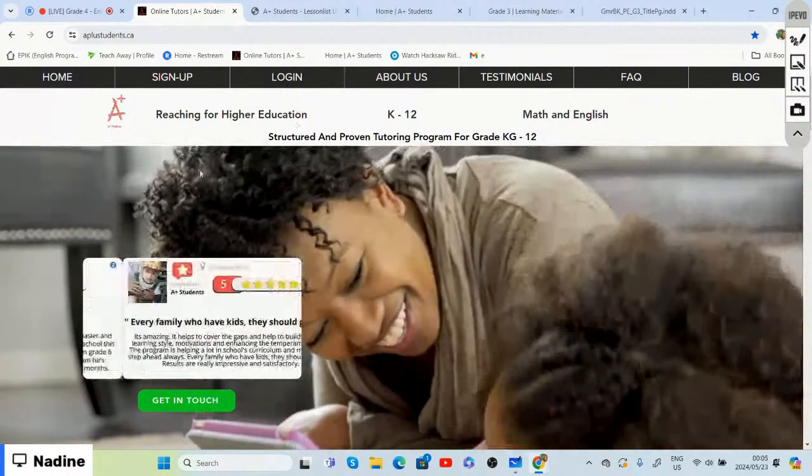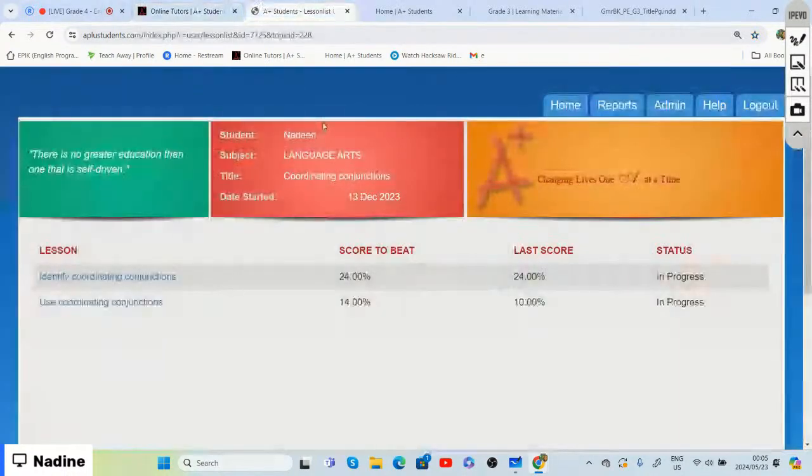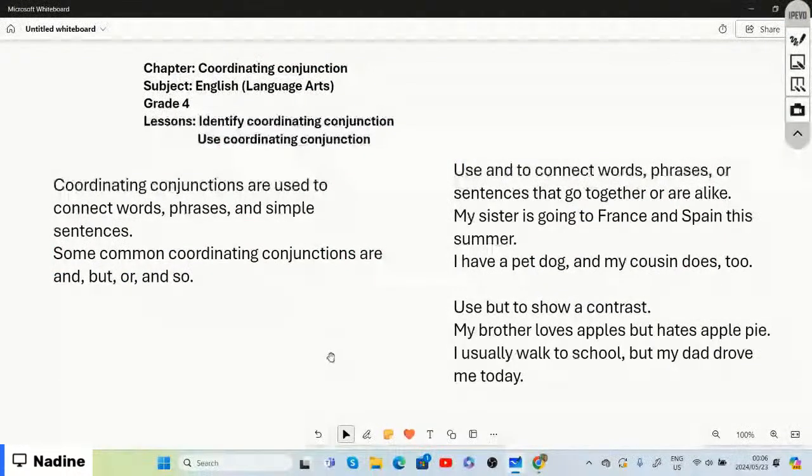So we are now at the chapter of coordinating conjunctions. Our subject is English Language Arts, grade 4. And the lessons that we are going to be focusing on under the chapter of coordinating conjunctions are to identify coordinating conjunctions and to use coordinating conjunctions.